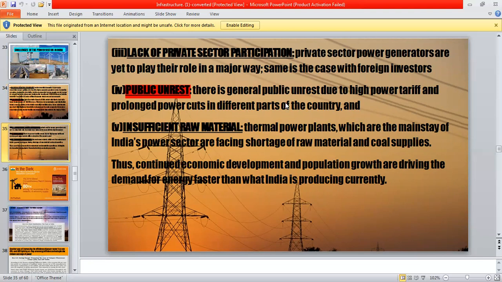The public unrest due to high power tariff and prolonged power cuts. Now, if there are no power cuts, people are ready to pay more. But the problem in India is that there are frequent power cuts, so people are not happy regarding the high rate of electricity charges, so there is unrest. Insufficient raw material: thermal power plants are facing shortages of raw materials and coal supply. Thus, continued economic development and population growth are driving the demand for energy faster than what India is actually producing.